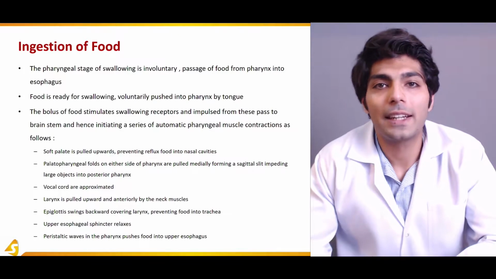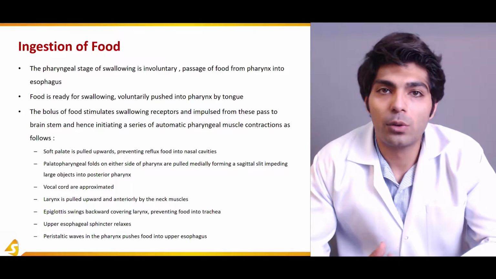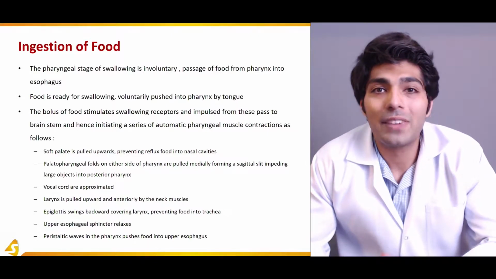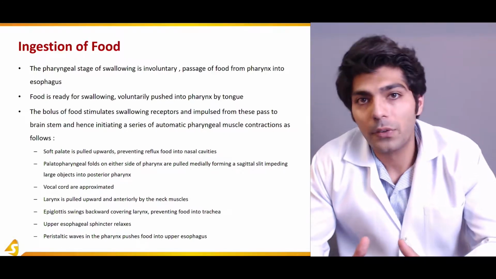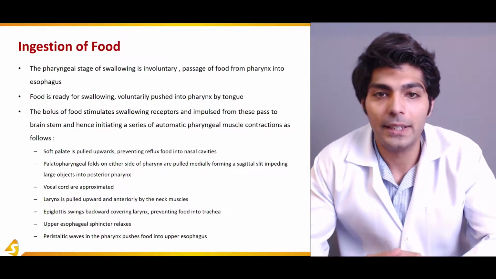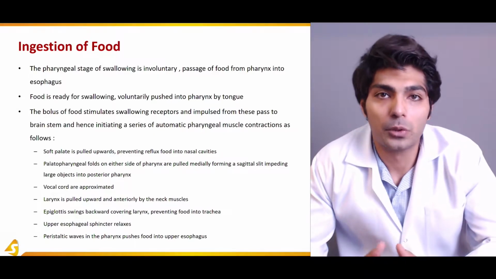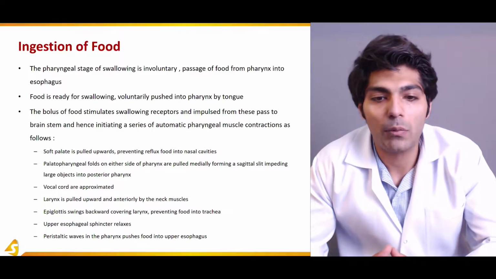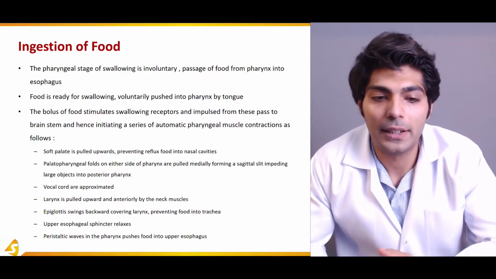automatic pharyngeal muscle contractions, which are: the soft palate is pulled upwards, preventing the reflux of food into the nasal cavities. The palatopharyngeal folds on either side of the pharynx are pulled medially, forming a sagittal slit, impeding large objects from entering the posterior pharynx. Vocal folds are approximated, the larynx is pulled upward and anteriorly by the neck muscles, and the epiglottis swings backwards, covering the larynx, preventing the food from entering the trachea.